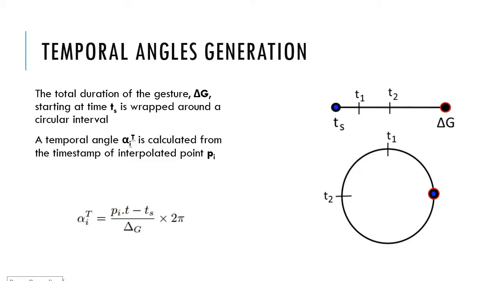Temporal angle lambda t calculation immediately follows lambda s, or spatial angle calculation during resampling. Thus, there is an angle in t for every angle in s. The total duration of the gesture, delta g, starting at time ts, is wrapped around a circular interval. A temporal angle lambda t is calculated from the timestamp of interpolated point pi, as seen in the equation below.